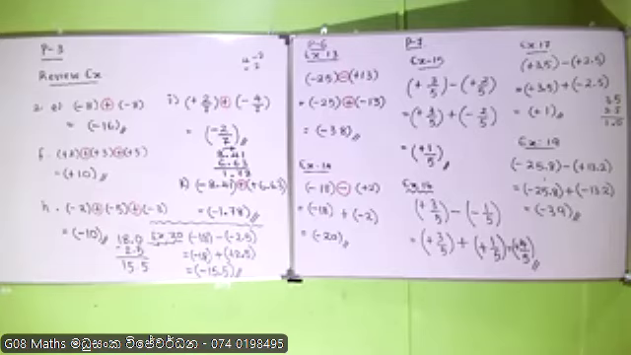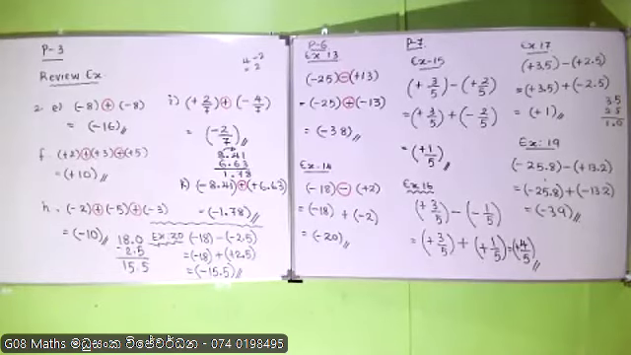Right. So this is the end of the homework discussion. So we are going to do multiplying and dividing directed numbers.